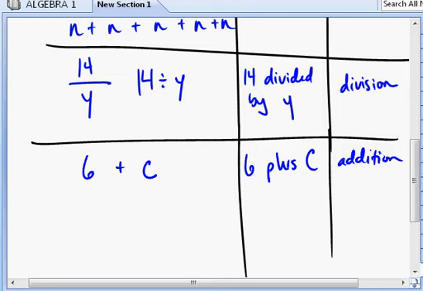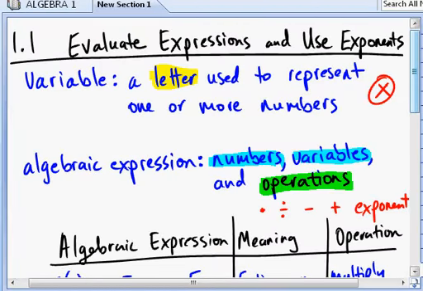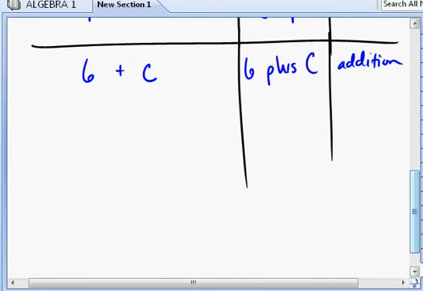Addition is what type of thing? It's an operation. Remember, algebraic expressions are numbers, that's the 6. Variables, that's the c. And operations, that's the plus, right? So, numbers, variables, and operations, right? So 6 plus c. 6 is the... No, 6 isn't the variable. Oh, number. 6 is the number. Plus is the... Variable. No. Plus is the operation. And c is the variable.